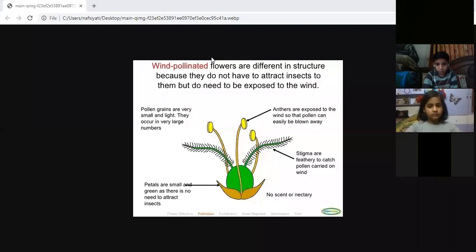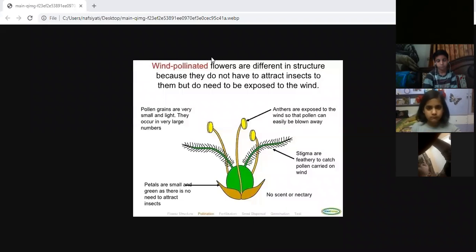Now, pollen grains are very small and light. They occur in a large number. Pollen grains क्या होते हैं? These are very small and light, and people can sometimes not even see them as it is very small and light. It is a very small snow kind of a feature. ठीक है, जैसे snow होती है बहुत छोटे छोटे से, ये वैसे होते हैं.